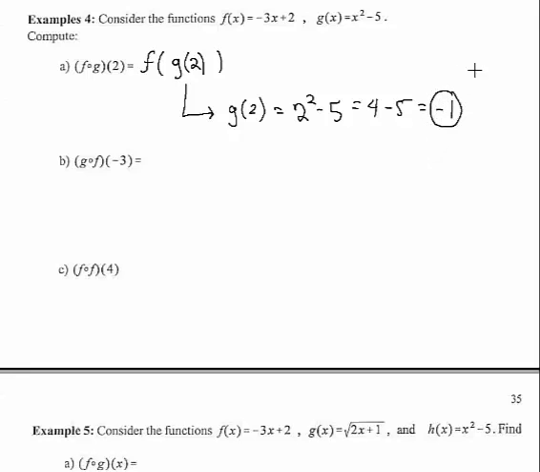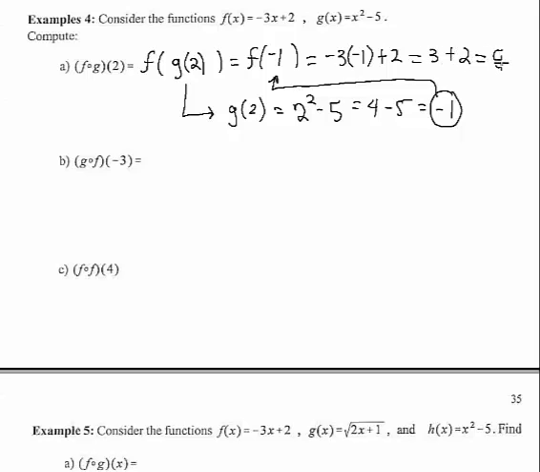Now, we take this result and we go back over here, and we can rewrite our expression. So instead of writing g of 2 inside, we can now write negative 1. So what is f of negative 1? Well, we pull down our expression for f. We have negative 3 times x. We replace x with negative 1, and then we add 2 to the right. Negative 3 times negative 1 is 3. Add 2, we get 5. And so this is the end of the road. Okay, 5.